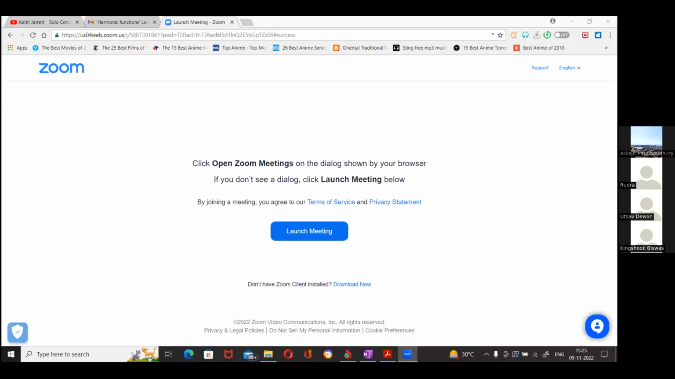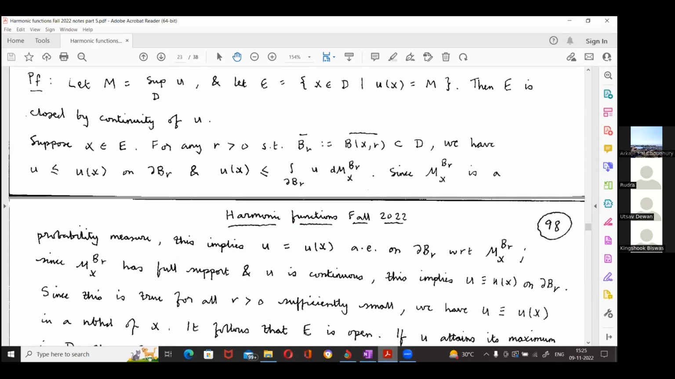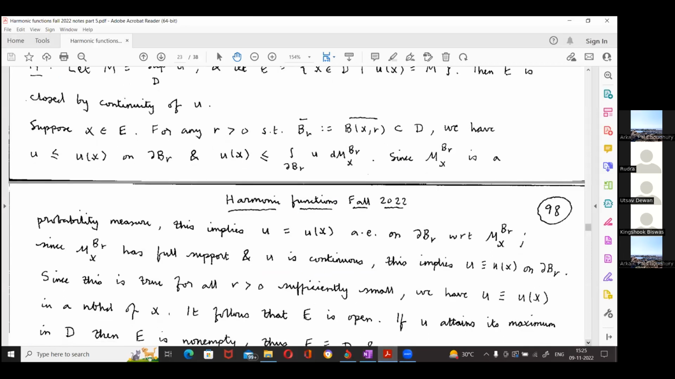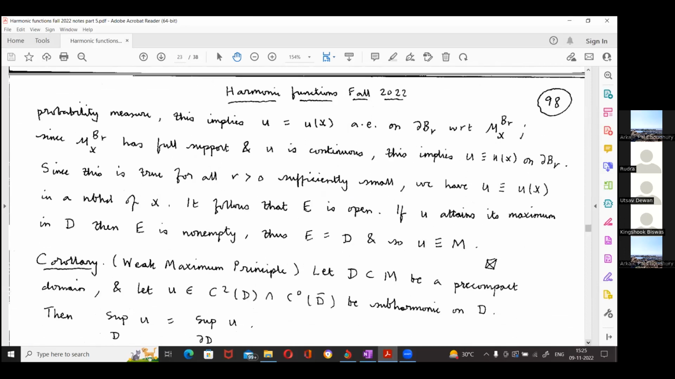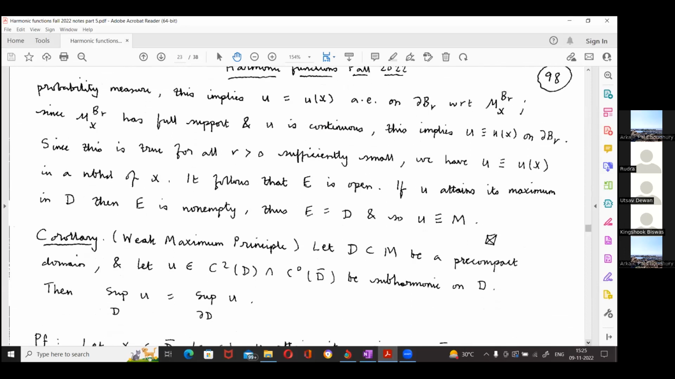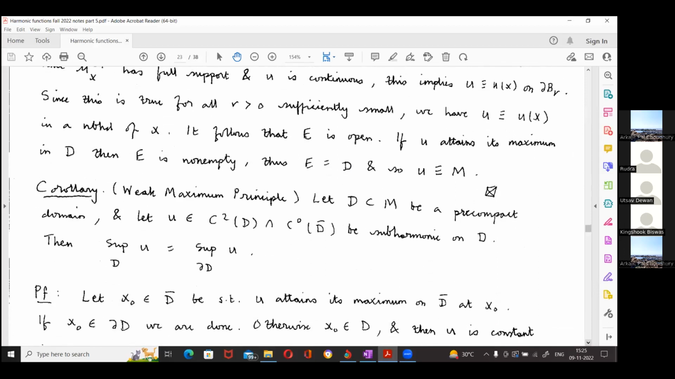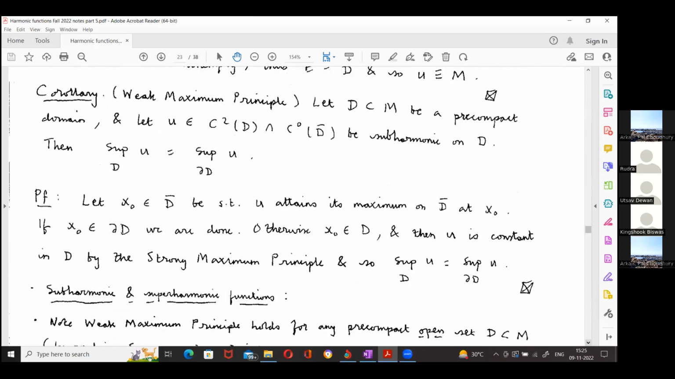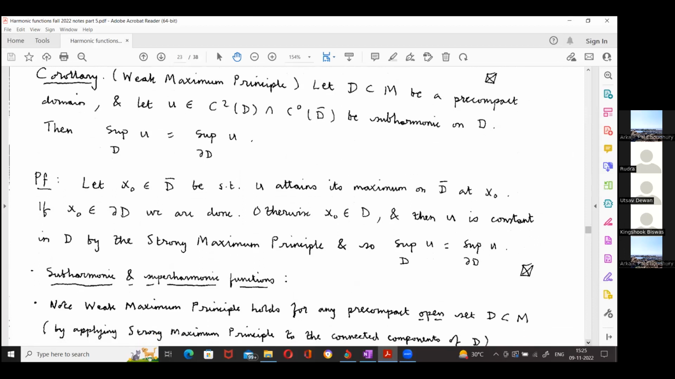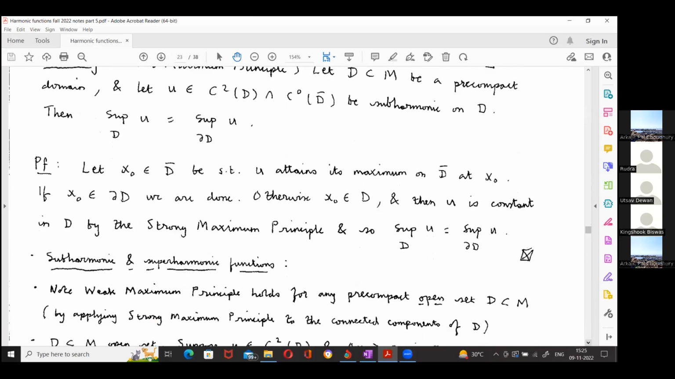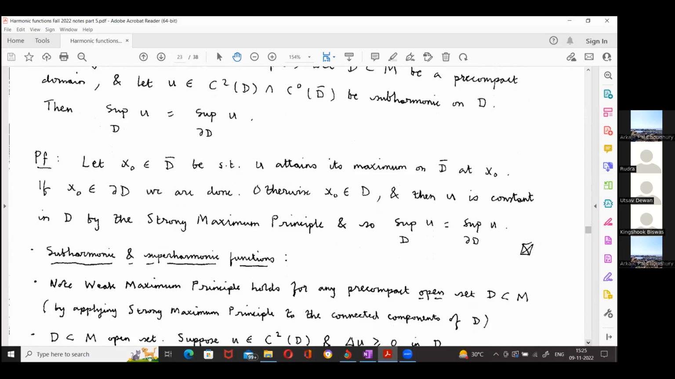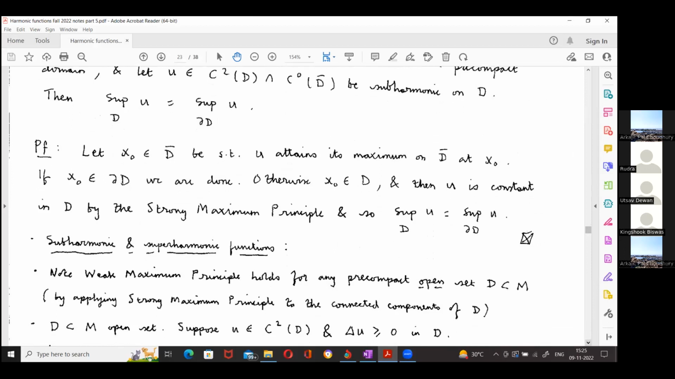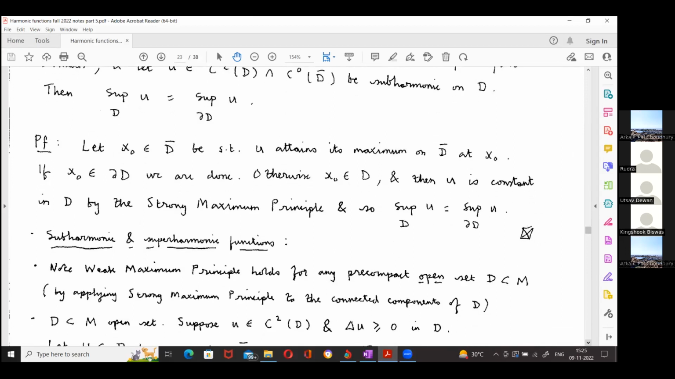Okay. So we've got the strong and weak maximum principles for C2 subharmonic functions in arbitrary precompact domains in a Riemannian manifold. So now we're going to start talking about the Perron method. For that, we will need a more flexible definition of subharmonic and superharmonic functions, which works for continuous functions. Okay.